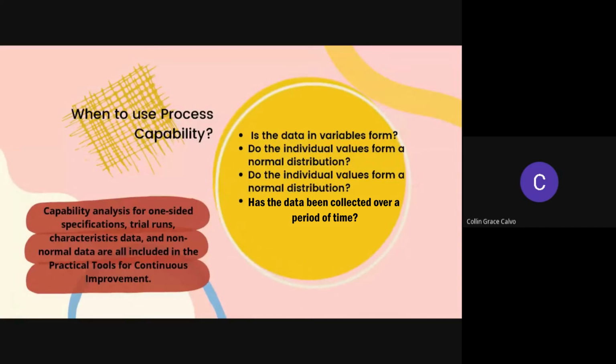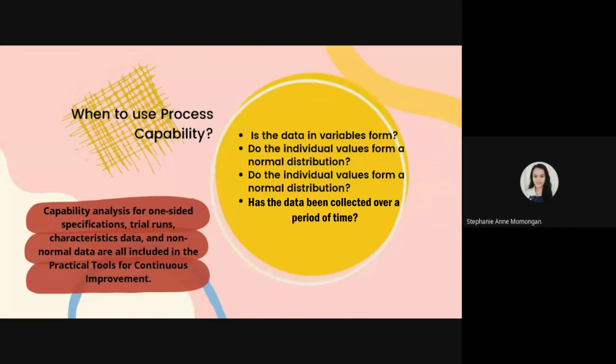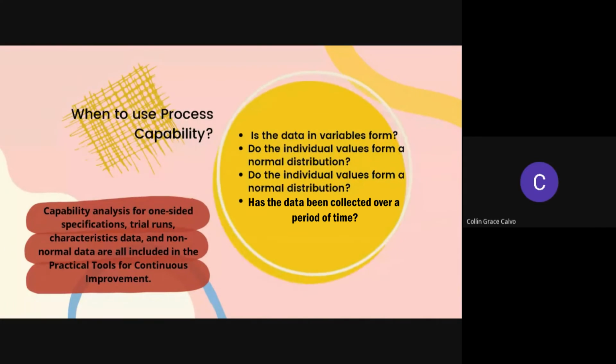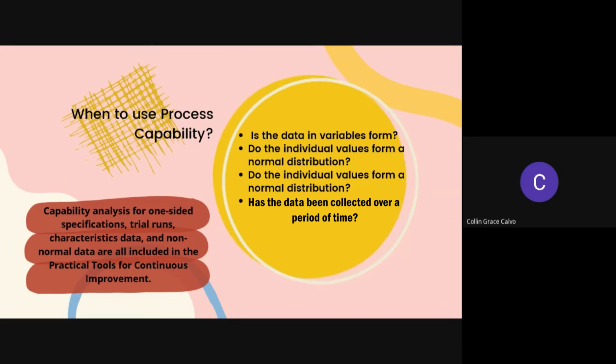Has the data been collected over a period of time? There are two ways to gather data for capability analysis. The standard method is from a control chart, where the data is collected over some time. If data has been collected this way, the standard method for performing capability analysis is used. Capability analysis for one-sided specifications, trial runs, characteristic data, and non-normal data are all included in the practical tools for continuous improvement.